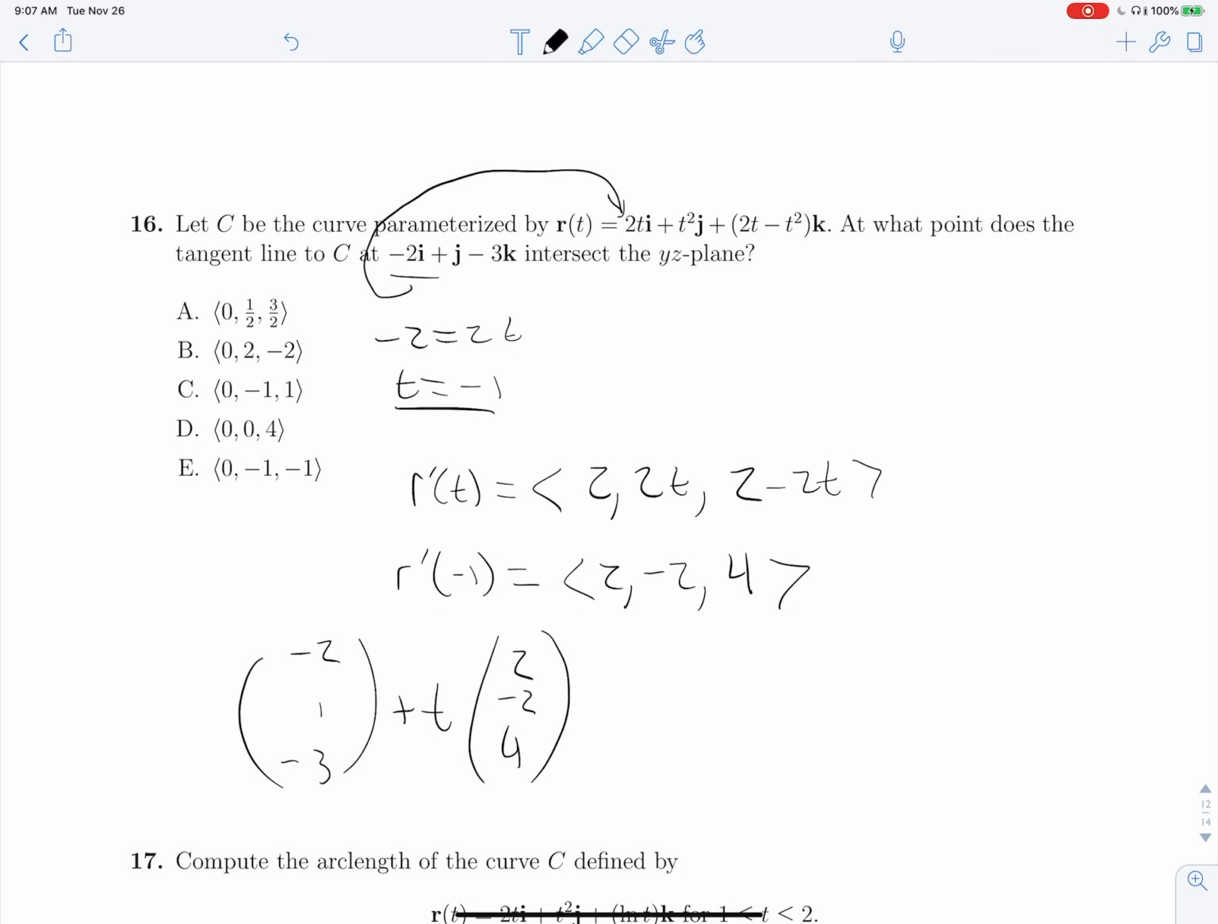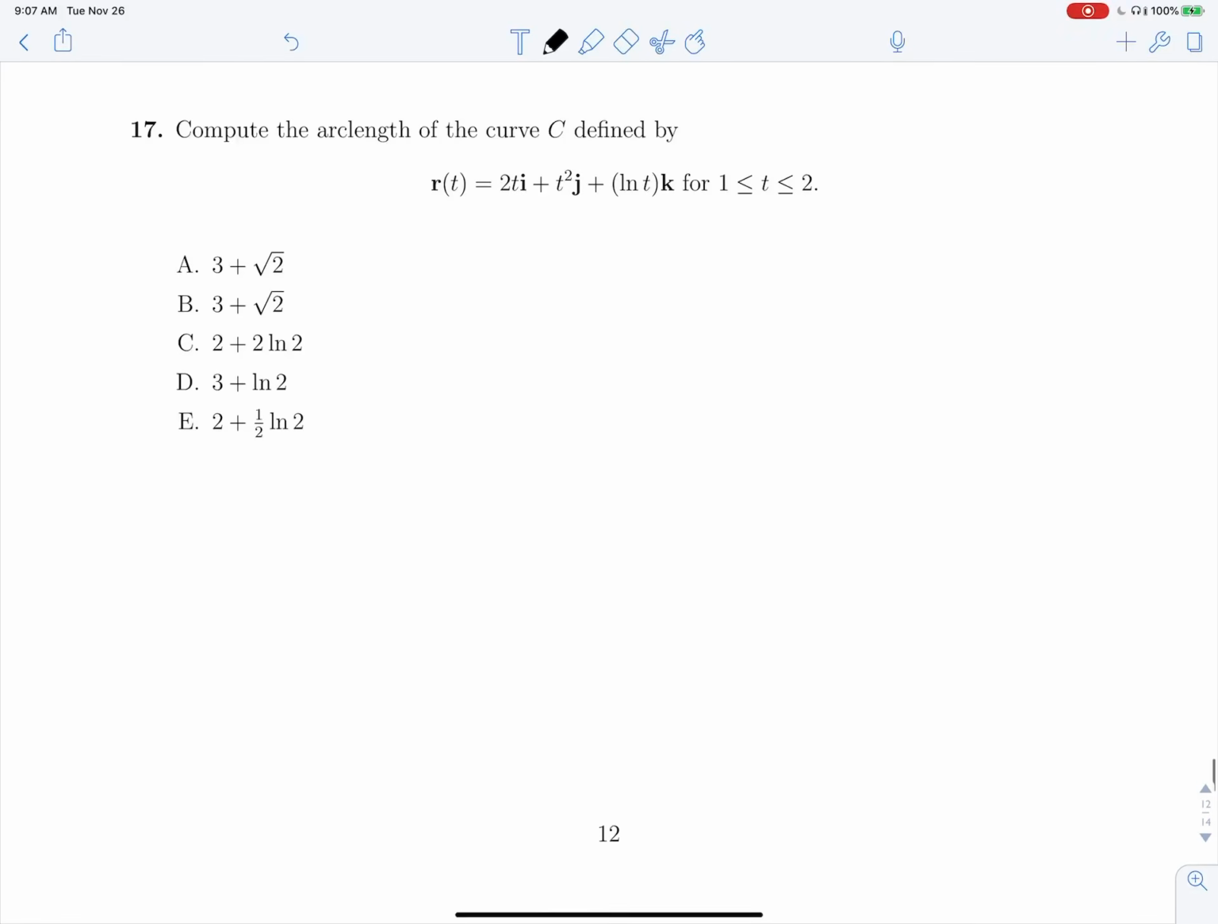Well, that's for x is equal to 0, and x is equal to 0 when t is equal to 1, because -2 plus 1 times 2 is going to be 0. And so if t is equal to 1, we are going to get, as we said, 0, then -1, and 1. And we're done. Let's compute the arc length of this curve.